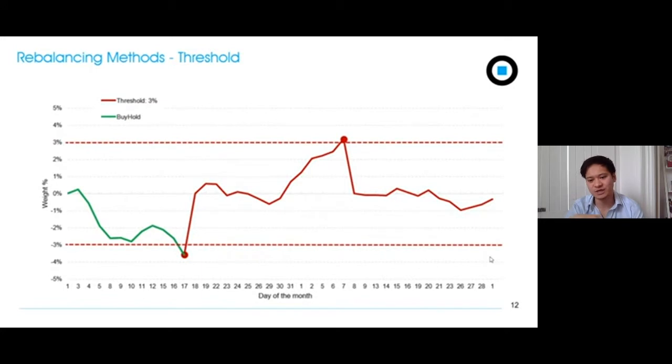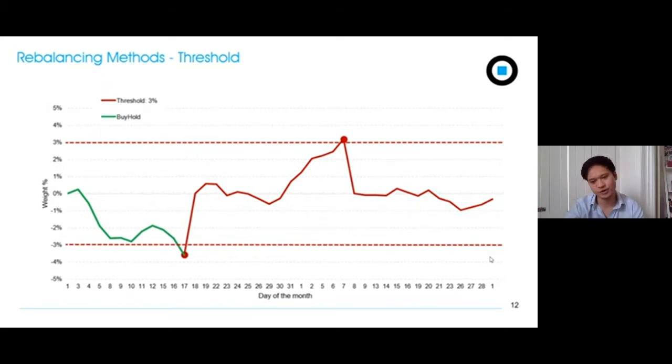Now, if we contrast that to the red line, which is a threshold rebalancing approach, you let the weights drift until they breach a predefined threshold, 3% in this case, and that's when you trade and you bring them back to the target weight. So on day 17 here of the first month, that's when the weight first moves 3% away from its target. There's a rebalance triggered at that first red dot. Then the weights drift again, this time to the upside, until they're 3% away from their target, at which point there's another rebalance triggered at that second red dot.